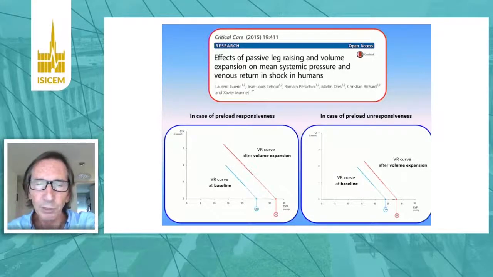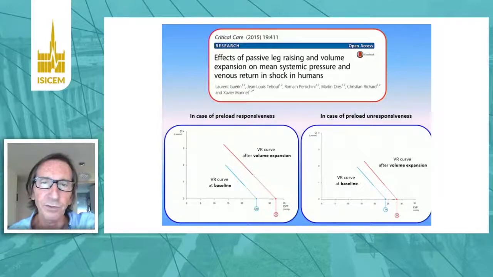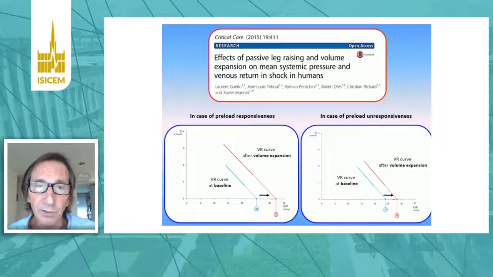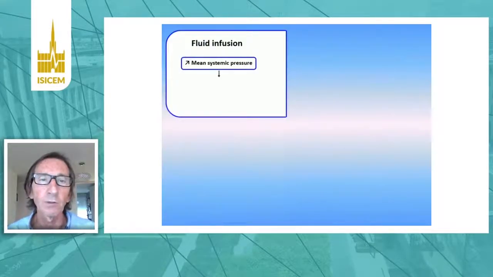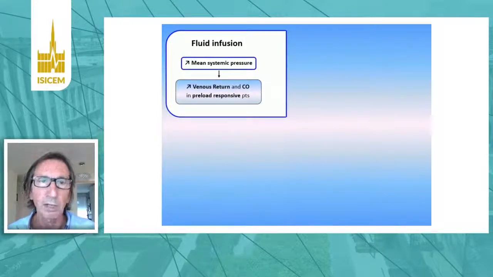Interestingly, fluid infusion increases the mean systemic pressure. This is a demonstration in this study with Laurent Guérin, Xavier Monet, and others of my institution. We gave fluids to patients with shock, and in case of preload responsiveness as well as in case of preload unresponsiveness, in both cases, the mean systemic pressure increases. There is a shift towards the right of the venous return curve. So in any case, fluid infusion should increase the mean systemic pressure. But venous return and cardiac output should increase in preload responsive patients only.